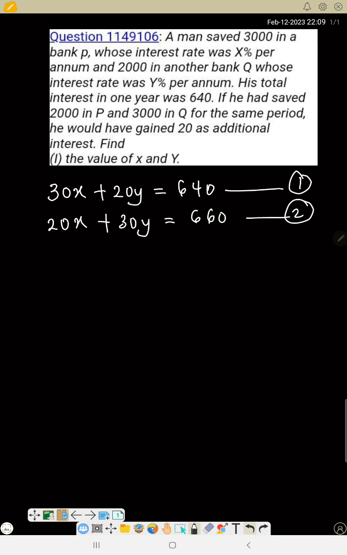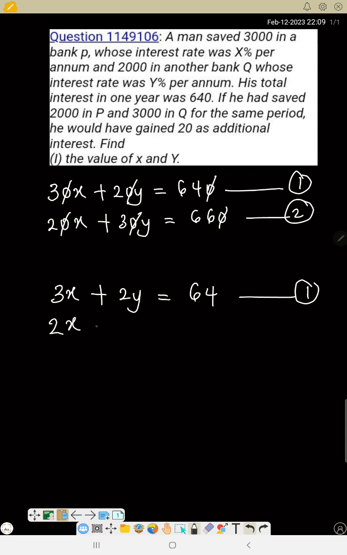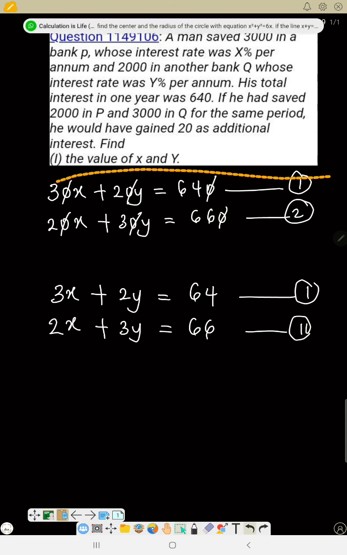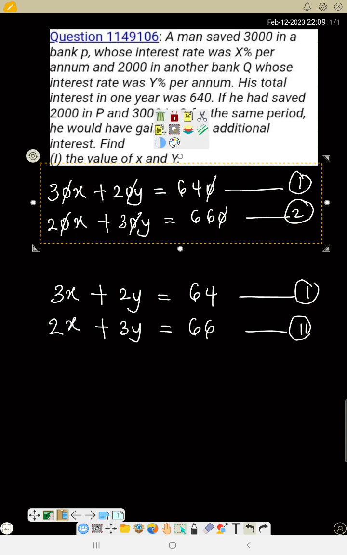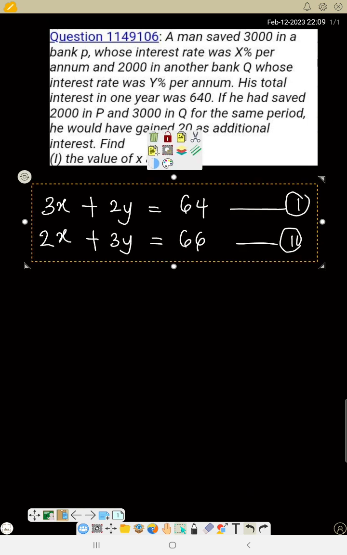To reduce the equations will be better so that we can get small values. Normally you see that 0 can go in all. So that means equation 1 can become 3x plus 2y is equal to 64. So that will be equation 1. So it can go here also. So we have 2x plus 3y is equal to 66. So that will be equation 2. So we have reduced the two equations. So let's solve it simultaneously now.